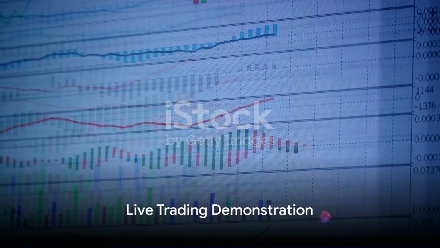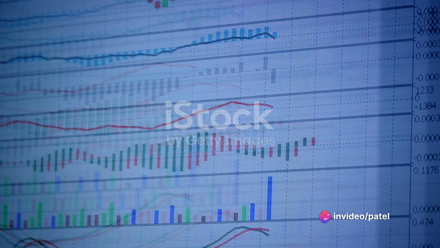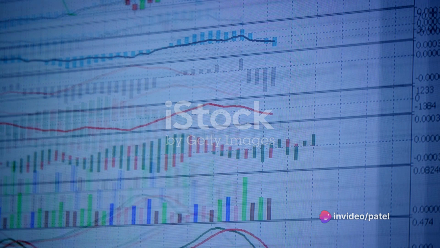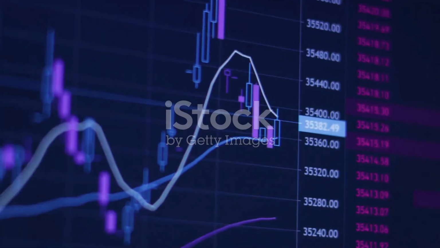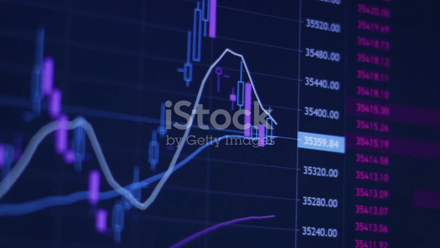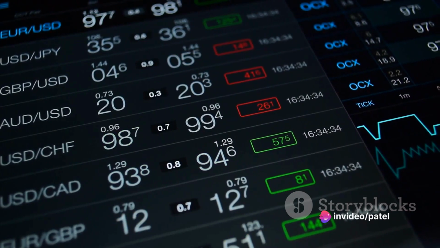Enough of theory, let's jump into action. It's time for a live trading demonstration. Imagine we're looking at a currency pair, say the euro and the US dollar. The technical analysis shows a strong upward trend, and our fundamental analysis indicates stable economic conditions. We decide it's a good time to buy.